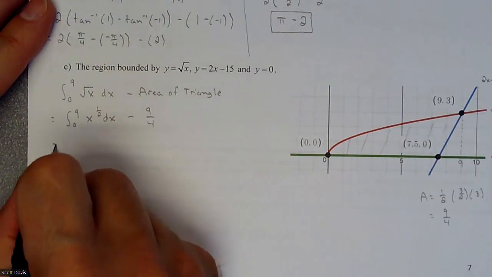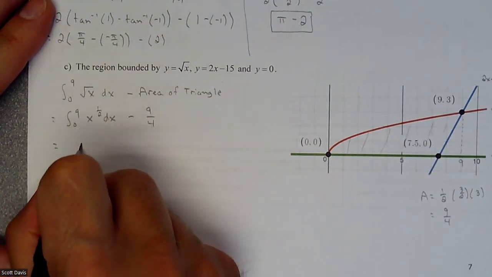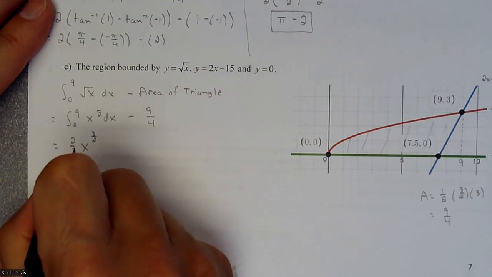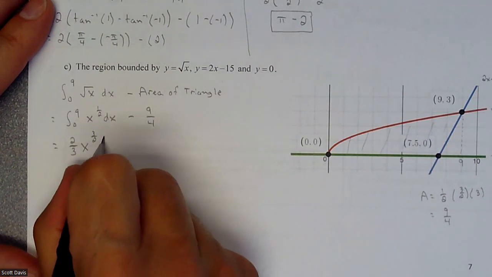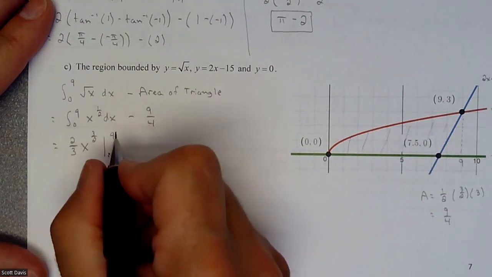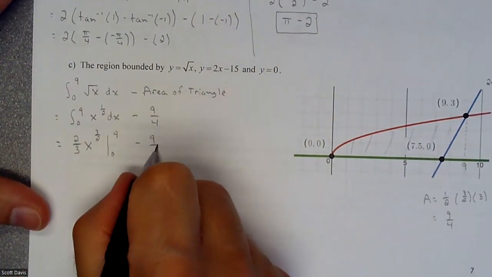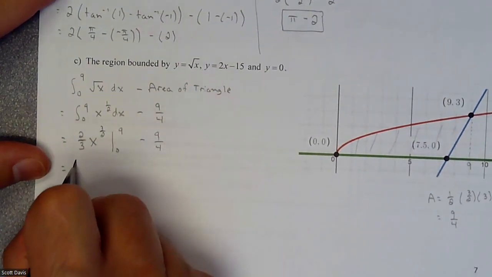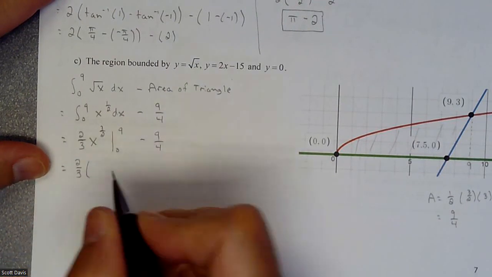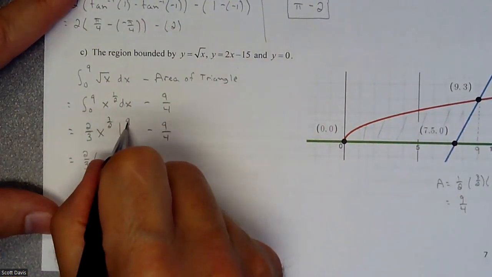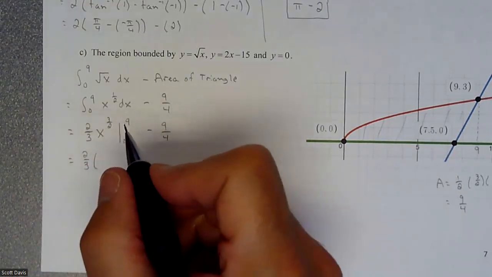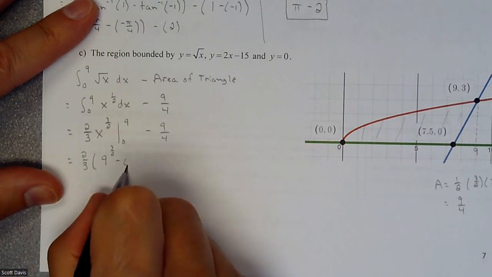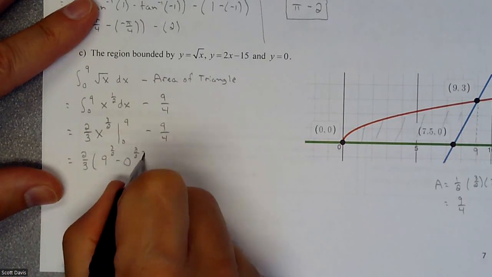So let's figure out our area for this. I'm going to do my antiderivative. So I'll add a power, which would make it 3/2, multiplied by the reciprocal rather than dividing by the 3/2. We'll go from 0 to 9, and eventually subtract out 9/4. So here we're going to plug in 9. So let's do the 2/3, we'll multiply that at the end. We'll plug in 9 into this. So 9 to the 3/2 power minus 0 to the 3/2 power.